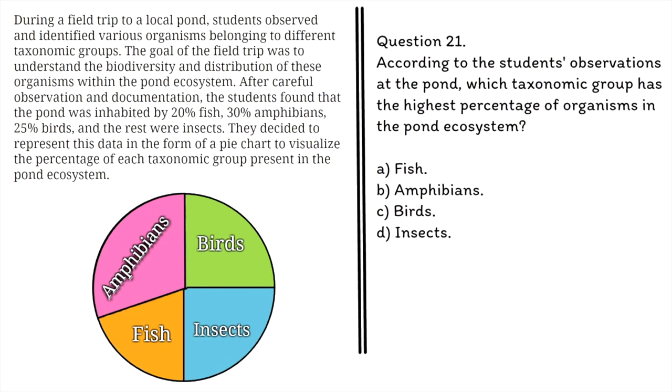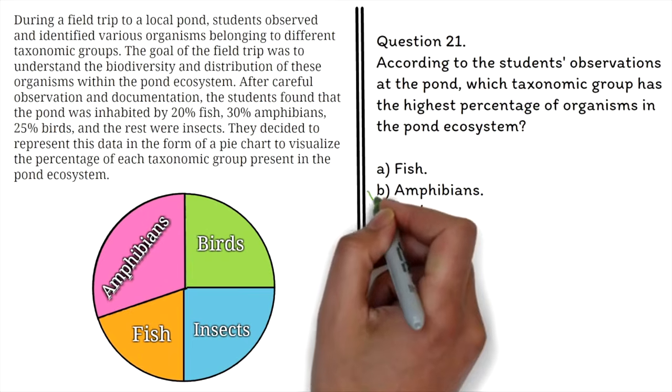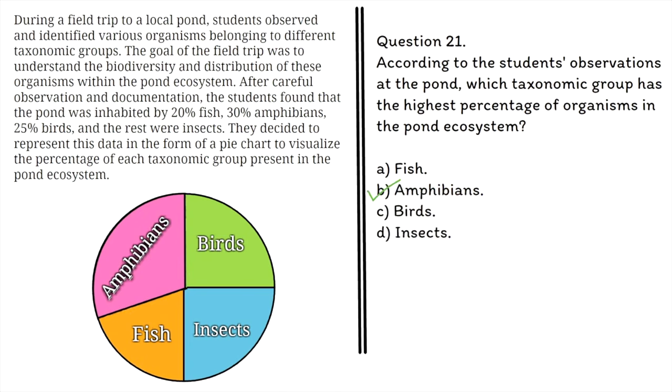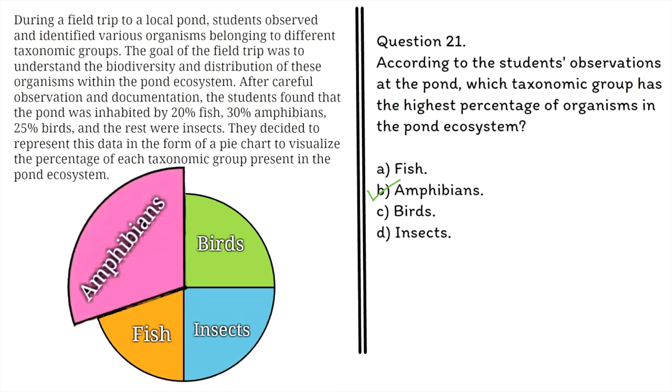Question 21. According to the students' observations at the pond, which taxonomic group has the highest percentage of organisms in the pond ecosystem? A. Fish. B. Amphibians. C. Birds. D. Insects. The correct answer is B. Amphibians. Pie charts are another form of graphs that you need to be familiar with for the GED. For this question, you can just observe the pie chart and notice that the pie for the amphibians is the largest.